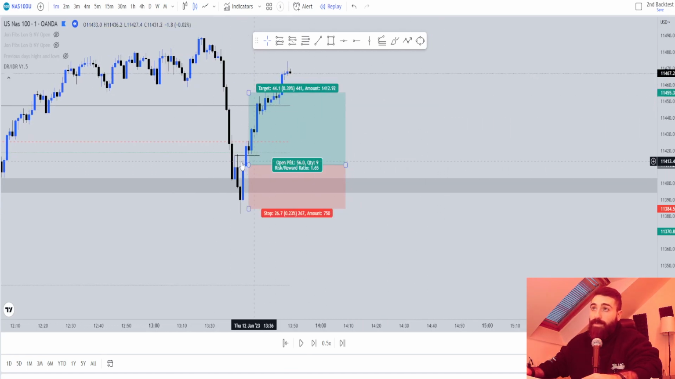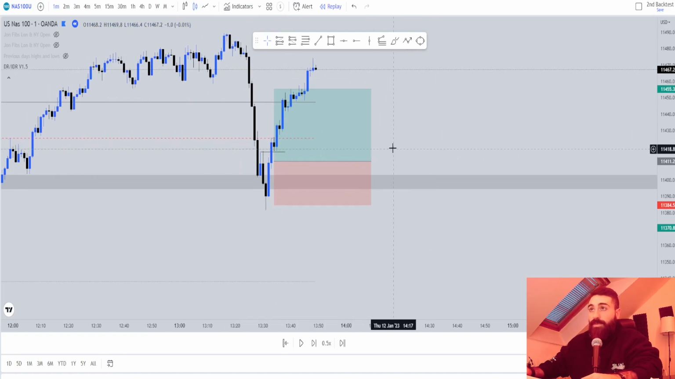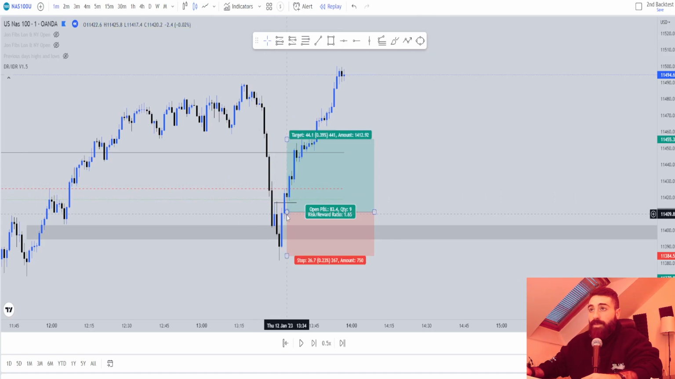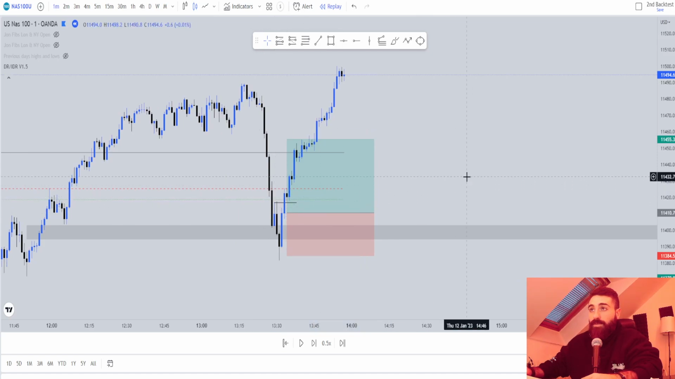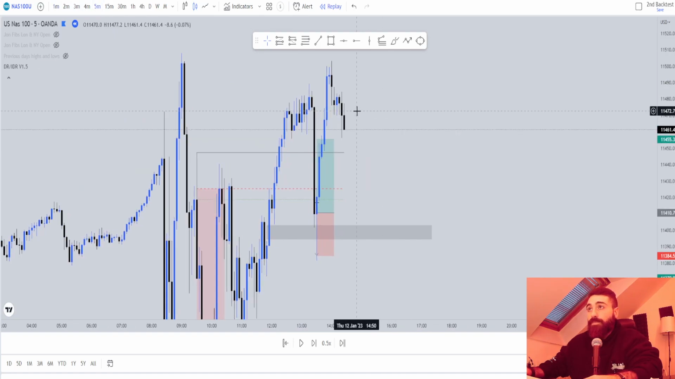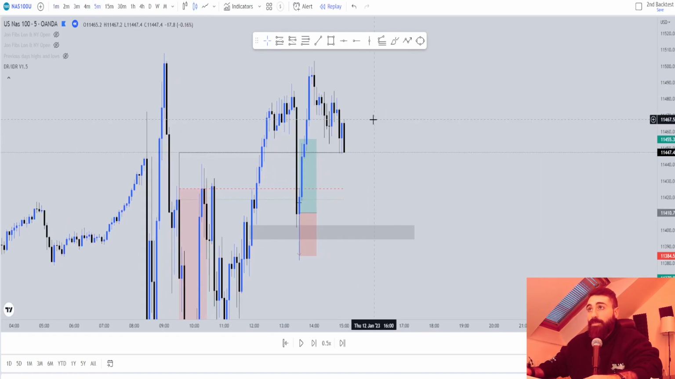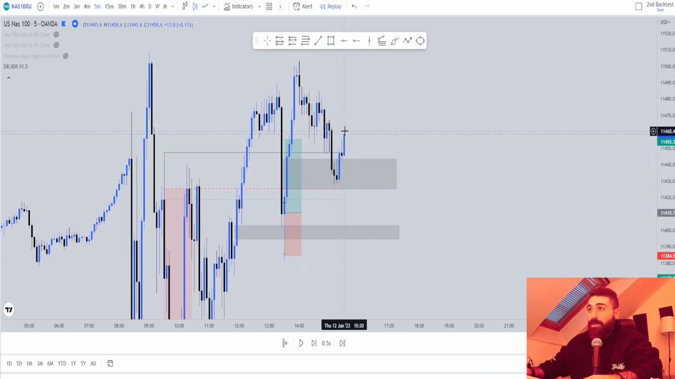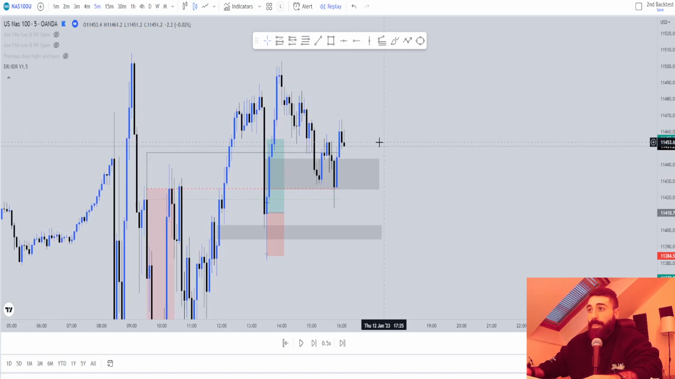As you can see, we didn't get an entry. Even if we put it here, we didn't get an entry. We didn't get an entry in any way. So far, no trade. Let's see if we're gonna come back. Oh, and we come back right here to this imbalance. Depends what time of day is it. Almost end of session. So we're not gonna take this trade.